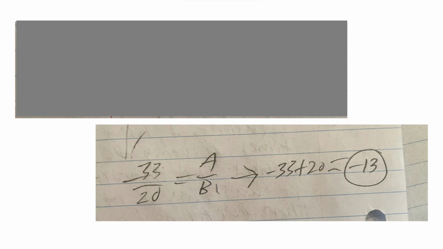And then our fraction that we want is a over b. So -33 over 20 means a is -33, and 20 is b. -33 is a, and 20 is b, which, adding for our final solution, is a plus b. So -33 plus 20 equals -13, which is our final solution.